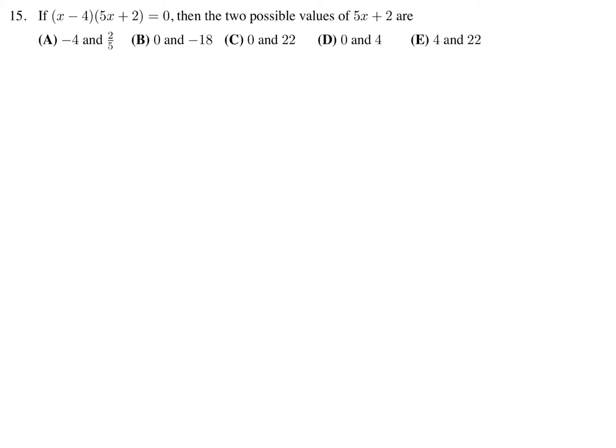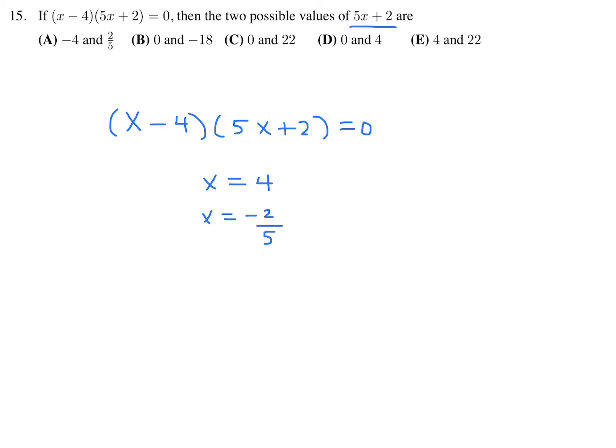If x minus 4 times 5x plus 2 is equal to 0, then 2 possible values of 5x plus 2 are. x minus 4 times 5x plus 2 is equal to 0. So solving, this is all already in factored format. That means x minus 4 is equal to 0, which gives you x equal to 4, or 5x plus 2 is equal to 0, which would give you x is equal to minus 2 over 5. Those are the 2 possible values for x to make this equation work. And they want the 2 possible values for 5x plus 2.